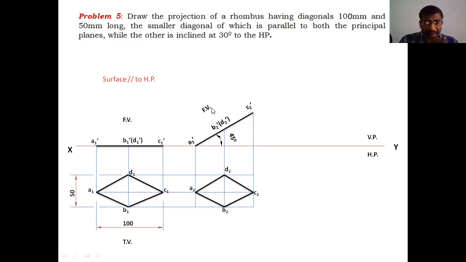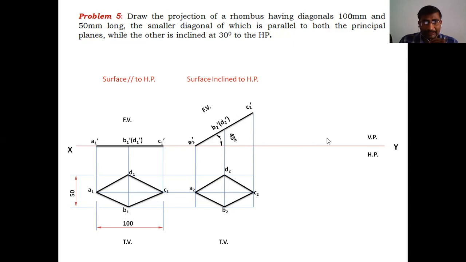And this is the front view. And this is the top view. Clear? Front view and top view. This position of front view and top view occurs when the surface is inclined to HP. This is the surface inclined to HP. In this case only the two views are visible.